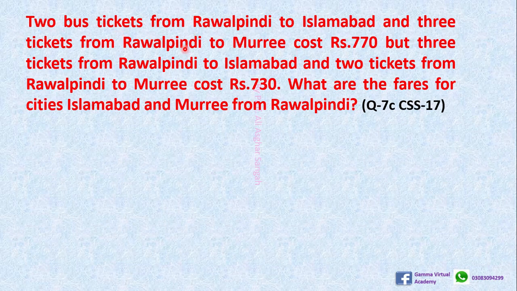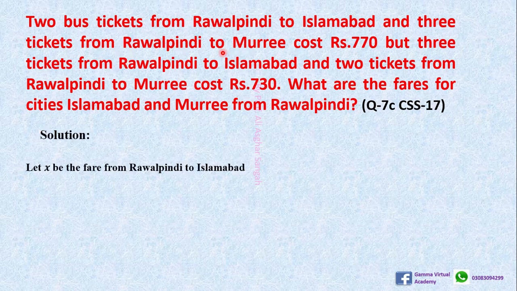So we have to convert these statements into mathematical equations. For one we write x, and for Rawalpindi to Murree we use y. Solution: let x be the fare from Rawalpindi to Islamabad, denoted by x, and y the fare from Rawalpindi to Murree, denoted by y.